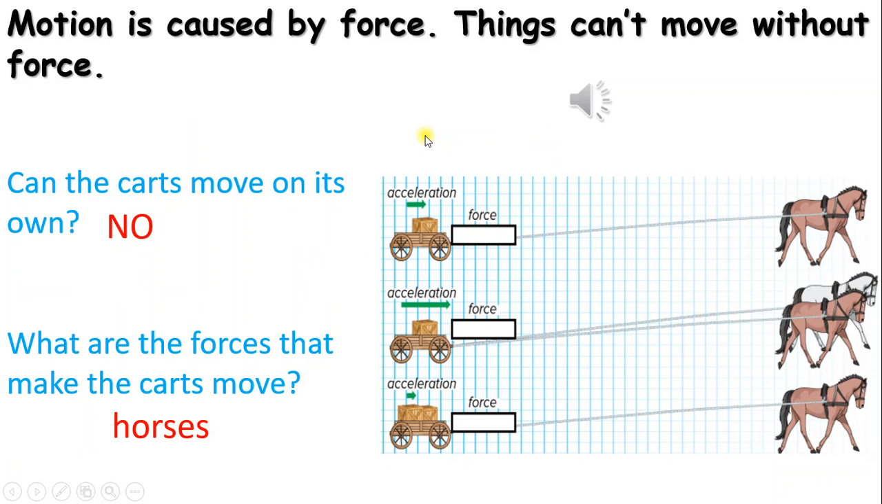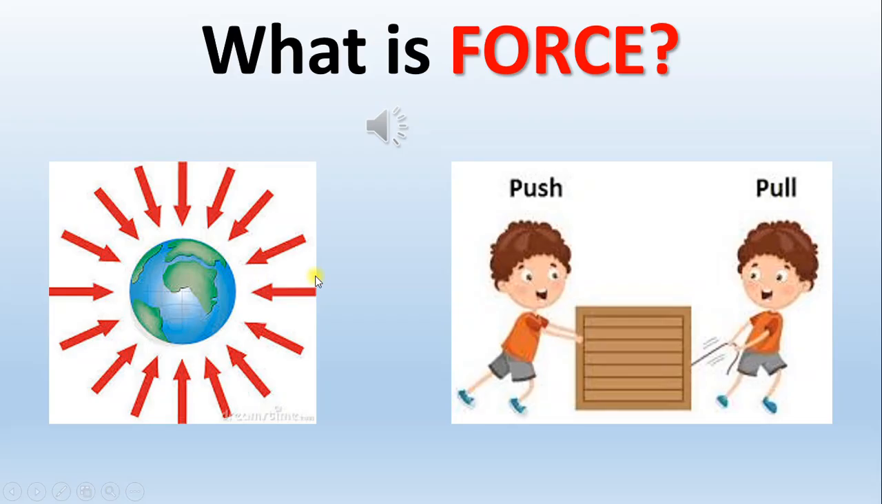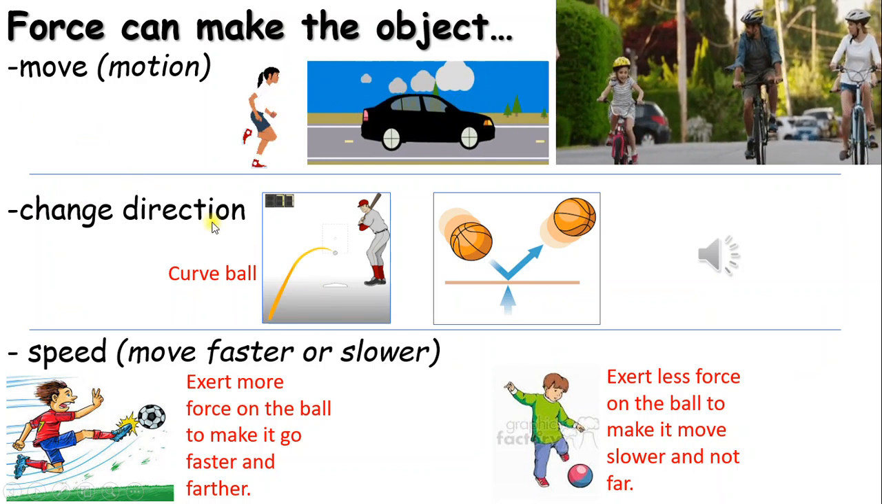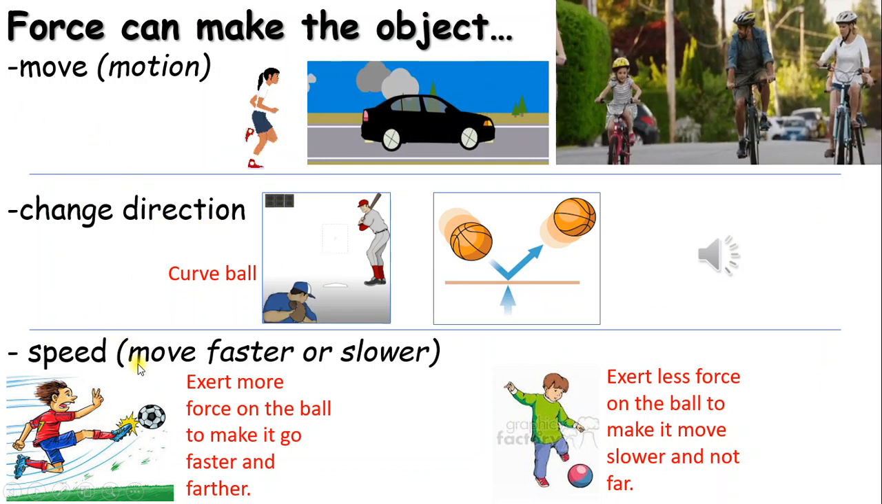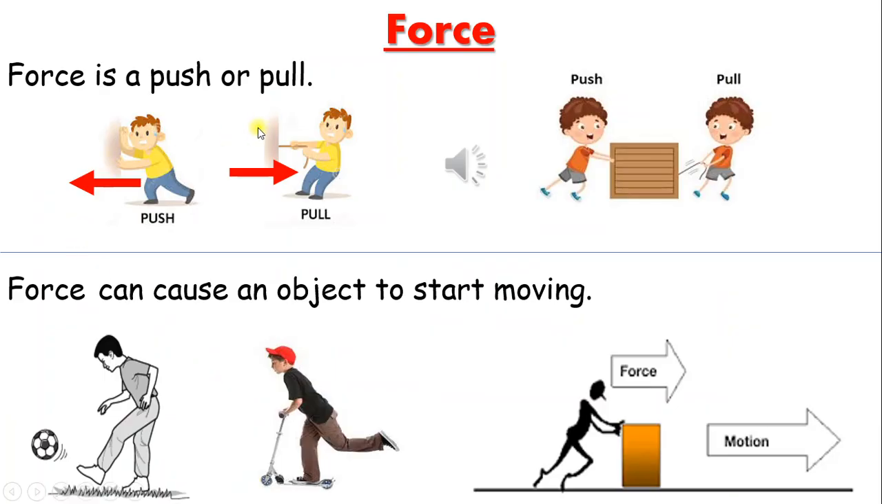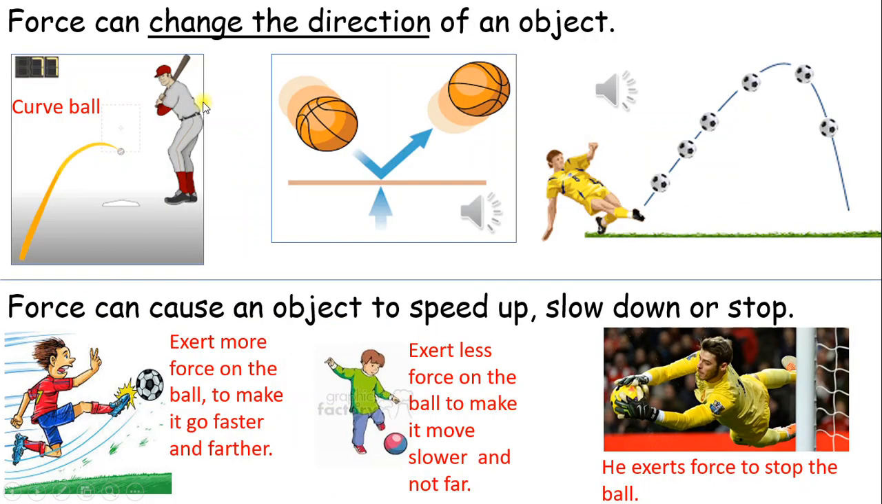The carts cannot move on its own. The horses exert force to make the carts move. What is force? Force can make the object move, change direction and speed. Force is a push or pull. Force can cause an object to start moving. Force can change the direction of an object.